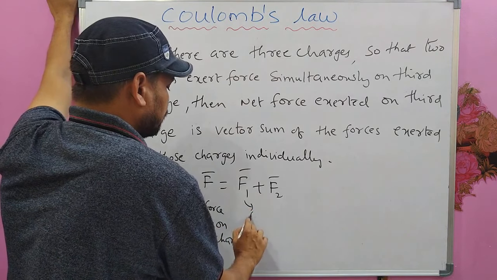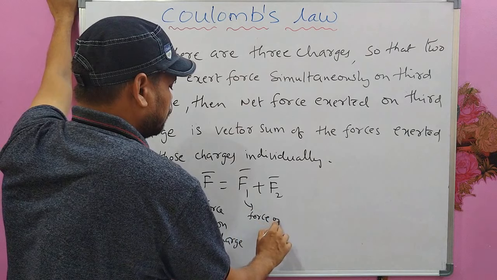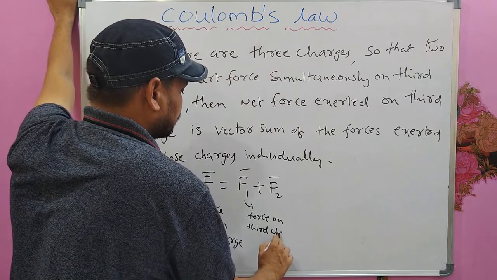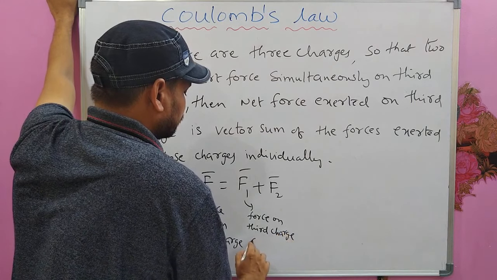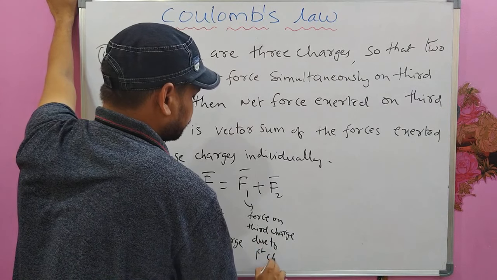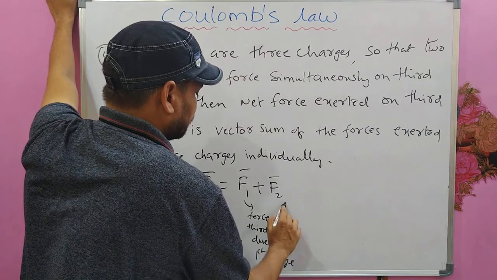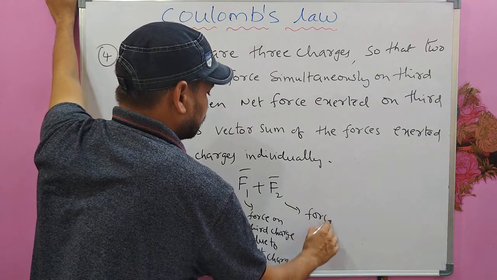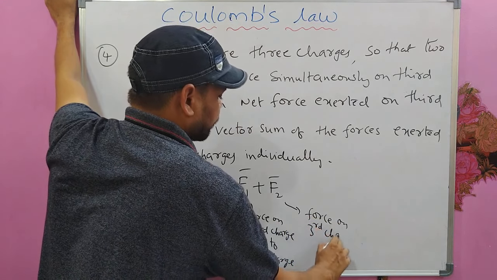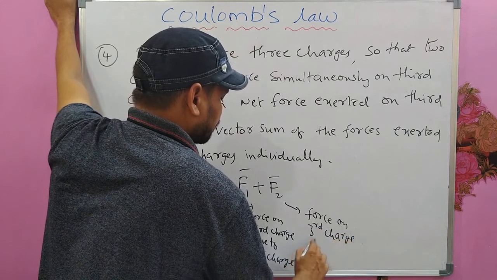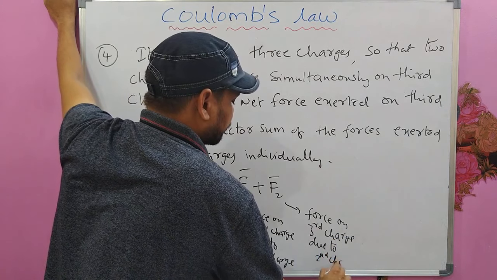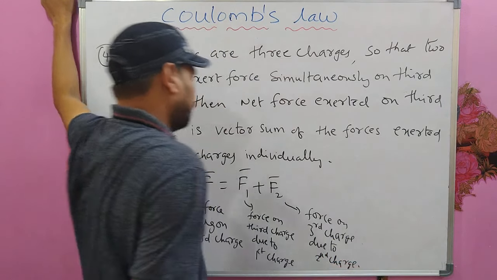F1 is the force on the third charge due to the first charge, and this is the force on the third charge due to the second charge. Vector sum.